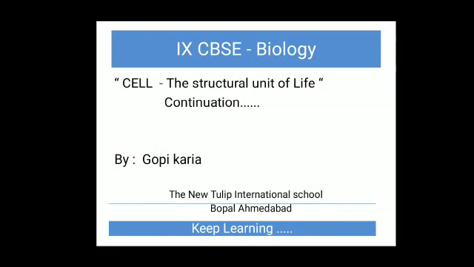Children, till now we have discussed plasma membrane, cell wall, and different organelles. Today, I will discuss a detailed structure of some important cell organelles: vacuole, plastid, mitochondria, and Golgi complex. With that, we will discuss cell division, different types of cell divisions, and the difference between plant cell and animal cell.